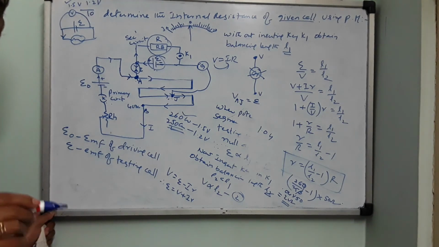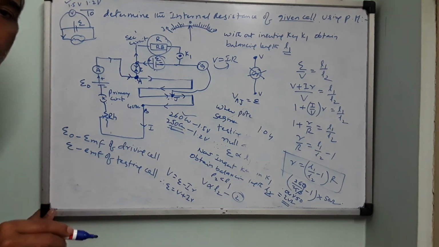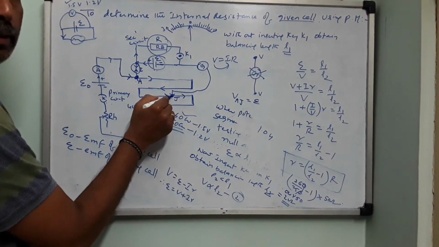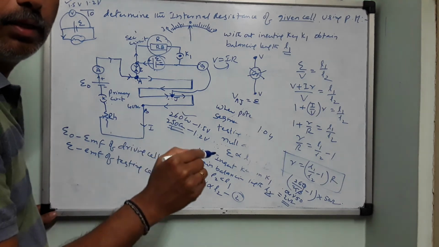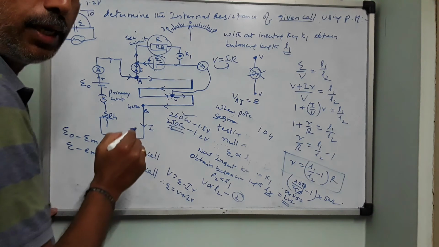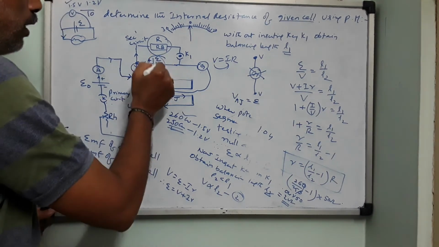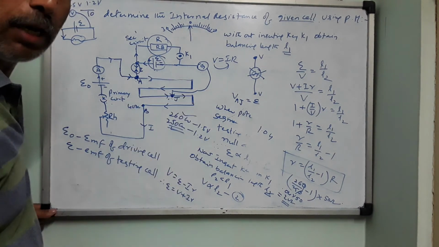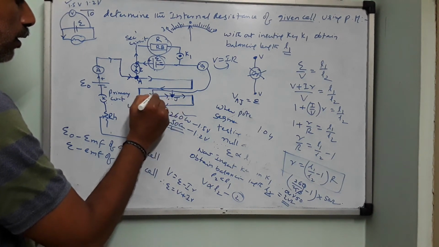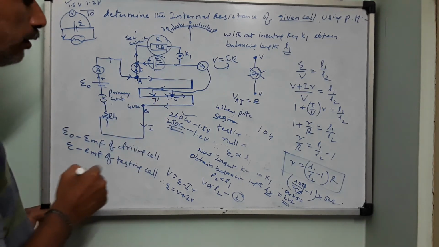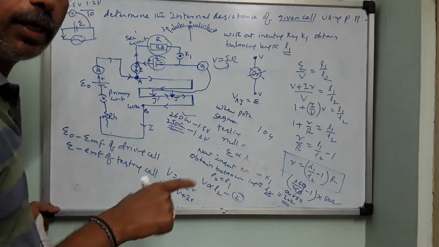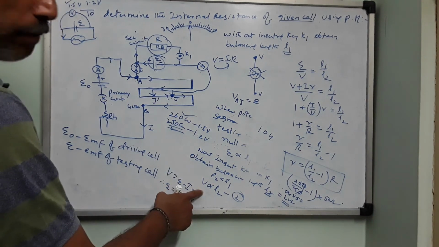First balancing length is obtained with the EMF of the testing cell. In the first balancing length, the potential drop across the length L1 is equal to the EMF of the cell. In the second case, when the key is introduced here, the cell will reduce its EMF to its terminal potential difference. So therefore the point will shift over here, to a new point J dash. So A J dash will be 250 centimeter, which will be balancing a voltage less than EMF. That is nothing but the terminal potential difference.